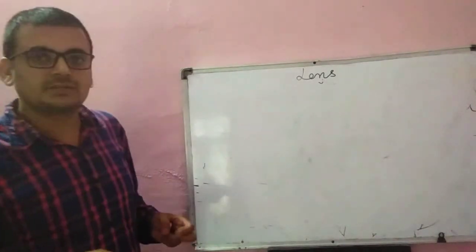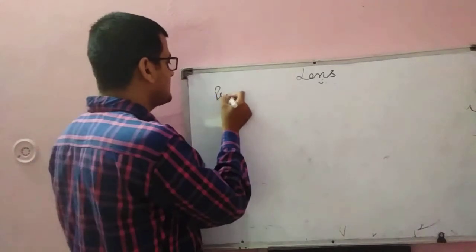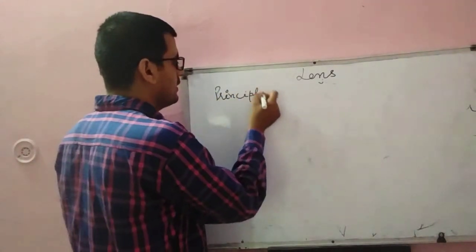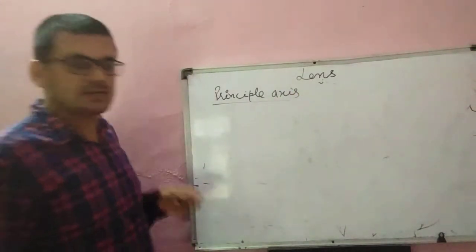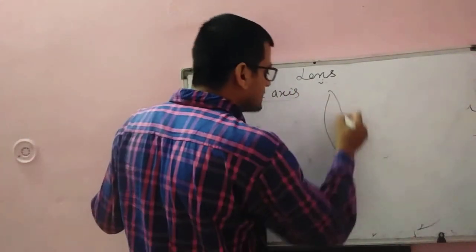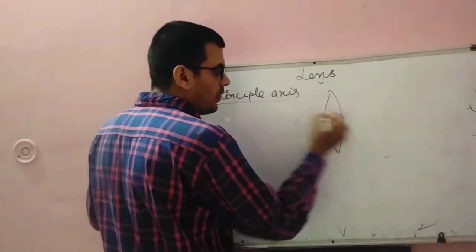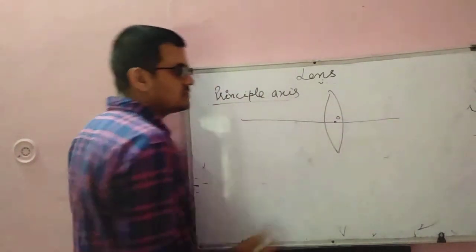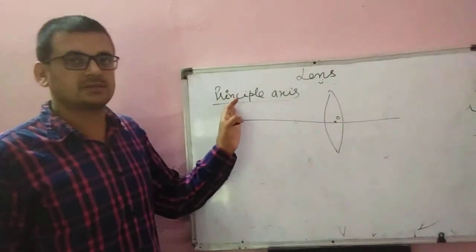So student, next one is the principal axis. What is the principal axis? It is the line passing through the optical center of the lens. This one is the optical center O. So the line which is passing through this optical center is called the principal axis.